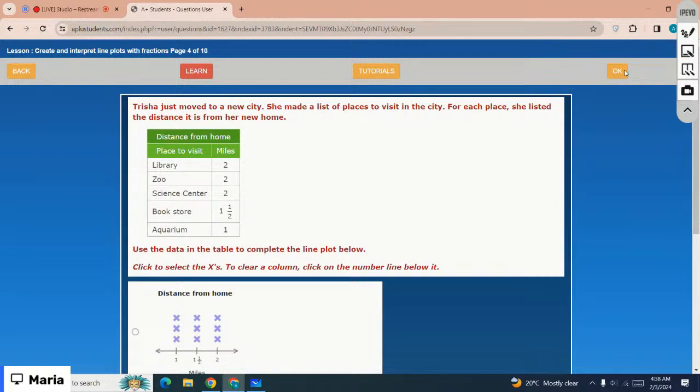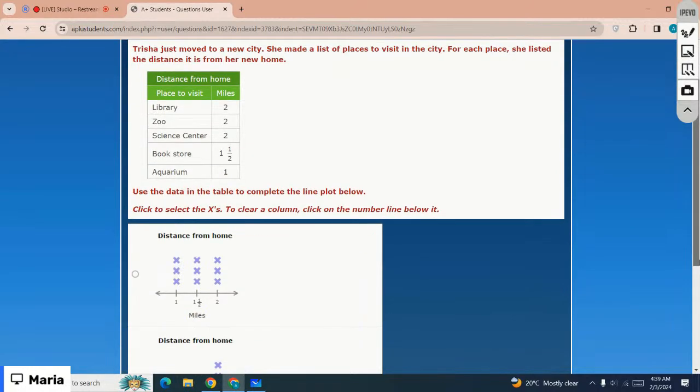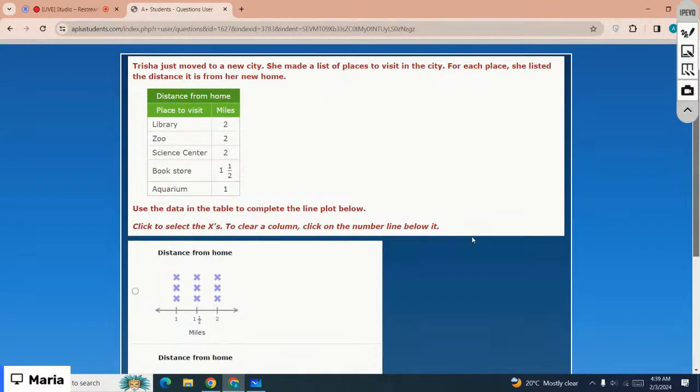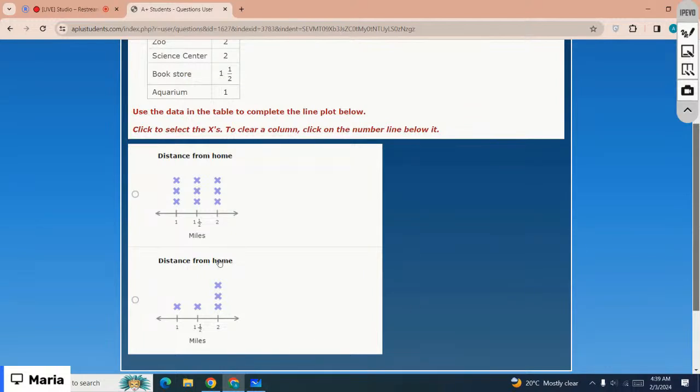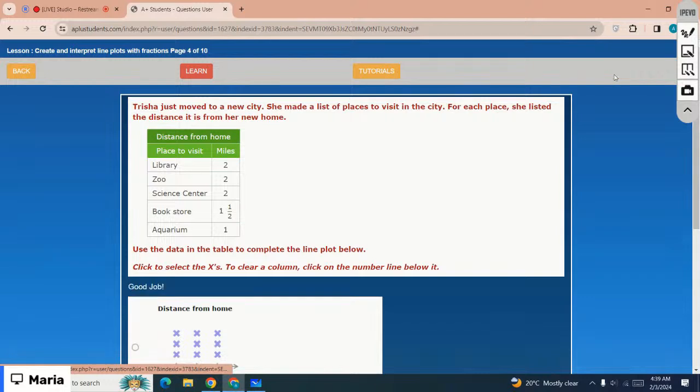Tisha just moved to a new city. She made a list of places to visit in the city. For each place, she listed the distance it is from her new home. Use the data in the table to complete the line plot. Okay, so library 2 miles. Library, zoo, and science center have 2 miles, so 2 must have 3 crosses. Then bookstore has only one whole 1 by 2, so only one cross, and aquarium has only one. So option number 2 is the correct option. Got it?